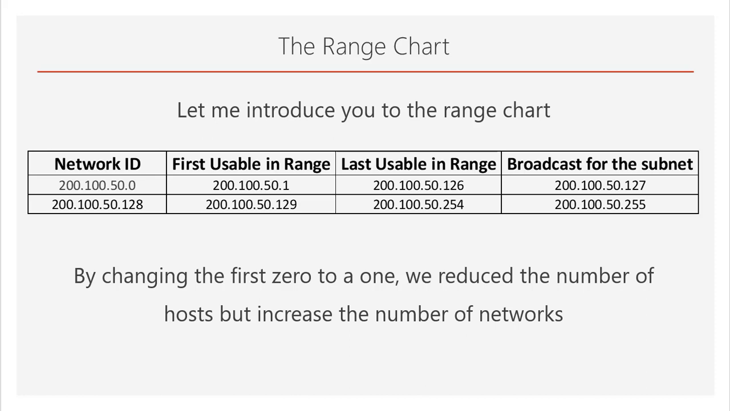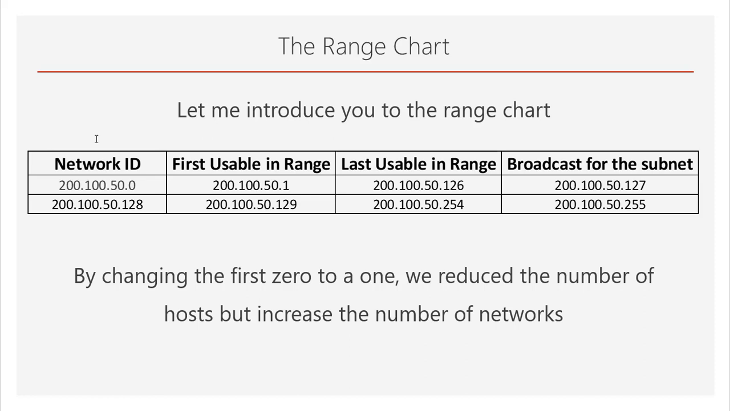So let me cover the columns in the range chart. The very first column here is the network ID. This is not given to any PCs. This is what the routers use to identify a network. Remember, routers route towards an entire network, not a usable IP address. If a router had to route to each usable IP address, it would just be silly. There's no way you could do that because there are way more usable addresses.